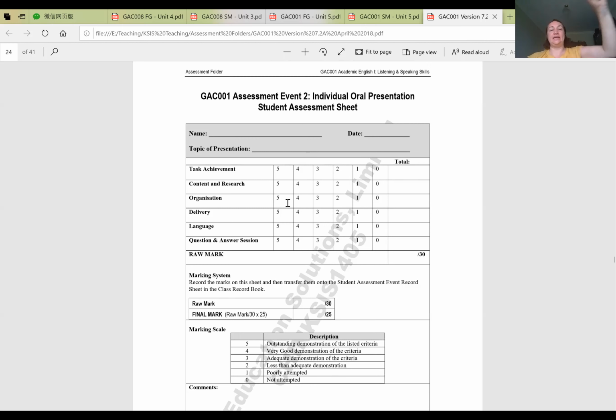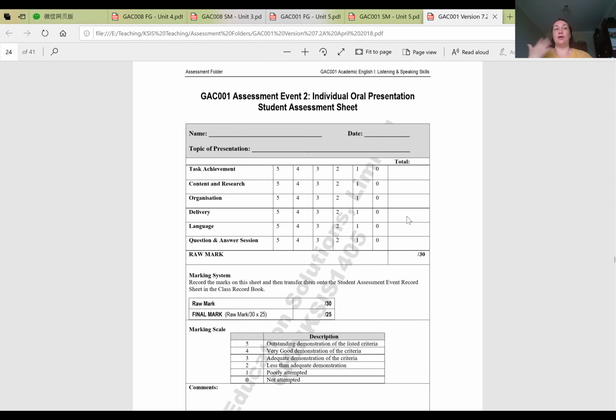Organisation. Is there a clear introduction, clear paragraphs, and a clear end? The same as if you're writing an essay or a description, you need a clear introduction. My first paragraph or my first PowerPoint presentation sheet is going to talk about this, then this, then this, then this. If you start talking about what they look like, then talk about what they eat, and then go back to talking about what they look like, I know that it's not organised very well, and so it might be a 2, 1, or even a 0.